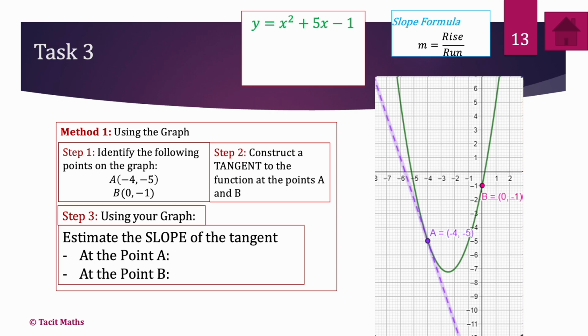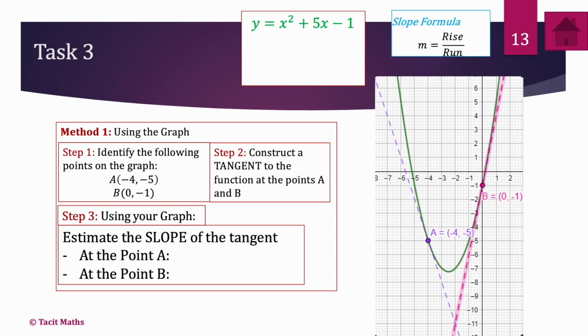Okay, now what you'll find is that it's quite difficult to do that completely accurately, right? But there's your tangent, there's your tangent then at the point B. And then what you're going to do is try and estimate the slope of those two lines. So from the slope formula, rise over run, the best way to do this is try and find two definite points on the line, right? So there's a point, there's a point, that's obviously a point, that's obviously a point down there.